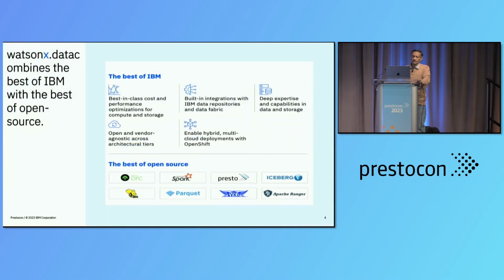The next is how IBM has adopted open source technology based on different formats. I'll be talking about Presto and Iceberg in this, but this is just a generic overview of the open source technologies that IBM is using along with its own technology, for the combination of both technologies.